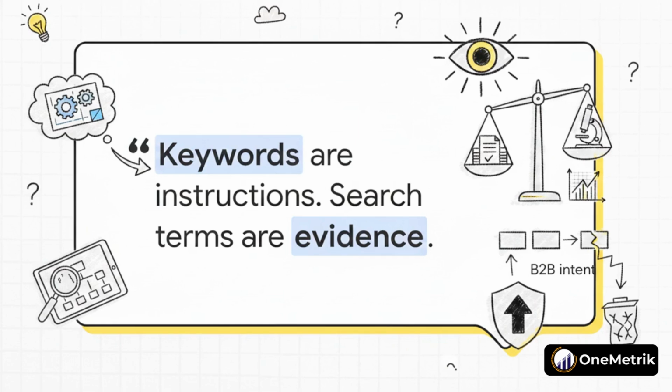Think about a keyword like commercial cleaning software. That's just an instruction to the platform. Depending on your match types, that instruction could trigger searches for free apps, jobs, home cleaning, or just consumer downloads. Your search terms report provides the actual undeniable evidence of whether you're buying relevant B2B intent or just consumer garbage.